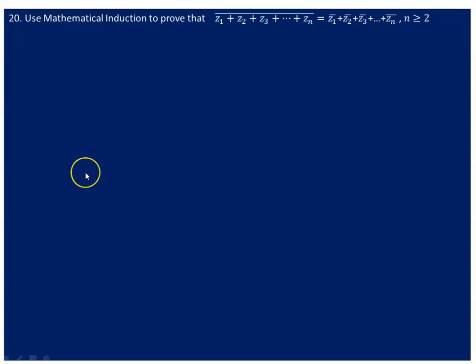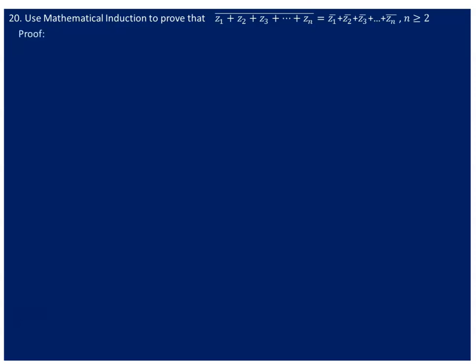Dear students, now let's continue from question number 20. It says, use mathematical induction to prove that the conjugate of the sum of the first n complex numbers is equivalent to the sum of the conjugates of each of the n complex numbers, for n greater than or equal to 2. So what we need to do here is apply the principle of mathematical induction. As you studied before, we have 3 steps to apply. Using these 3 steps, we can prove that this statement is true.